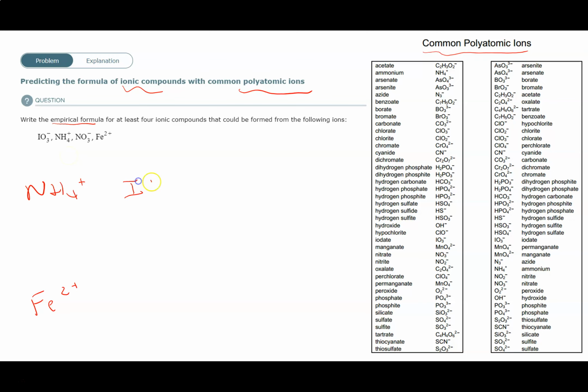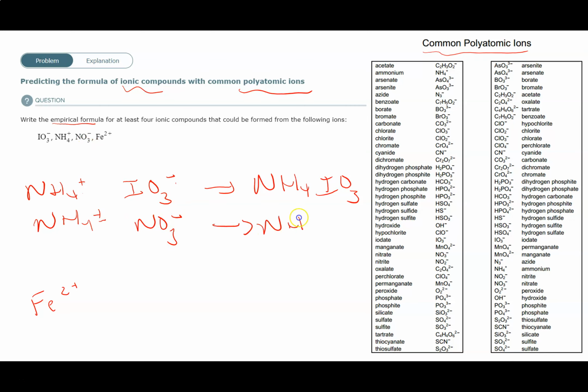So let's combine it with this one. Now, as they have equal and opposite charges, it's going to just give me NH4IO3. Don't put it in parentheses if there's only one of the ion. Okay, now there's another anion that the ammonium ion could combine with, NO3 minus. And again, equal and opposite charges, so they combine 1 to 1.